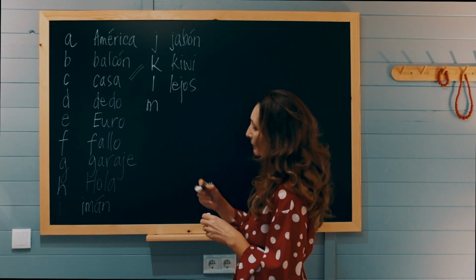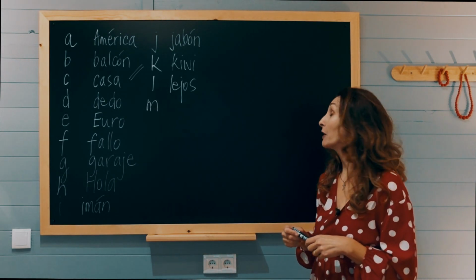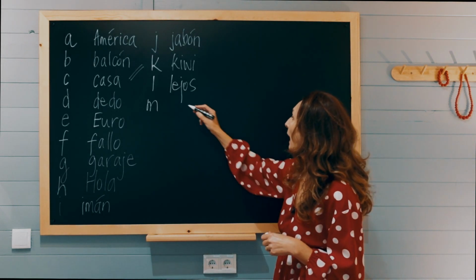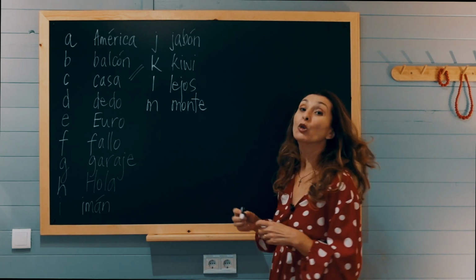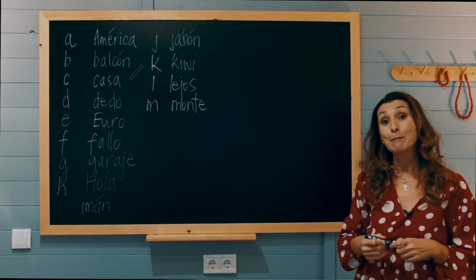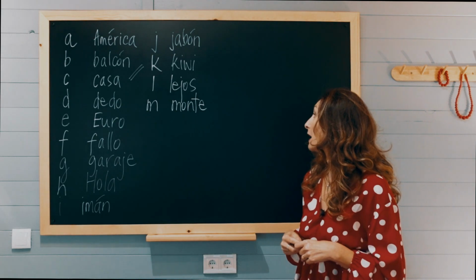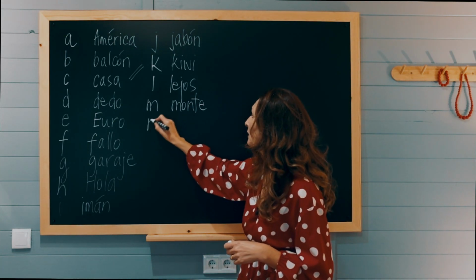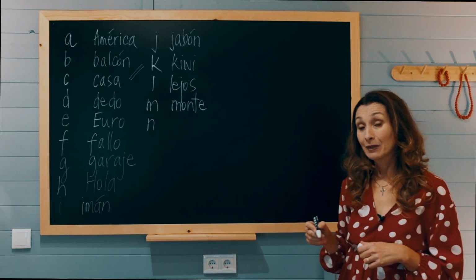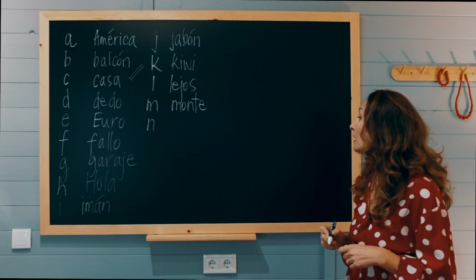M is M. It's very easy. M as in monte. Monte is a mountain. Monte. Then we have N, which is N. The sound is N.